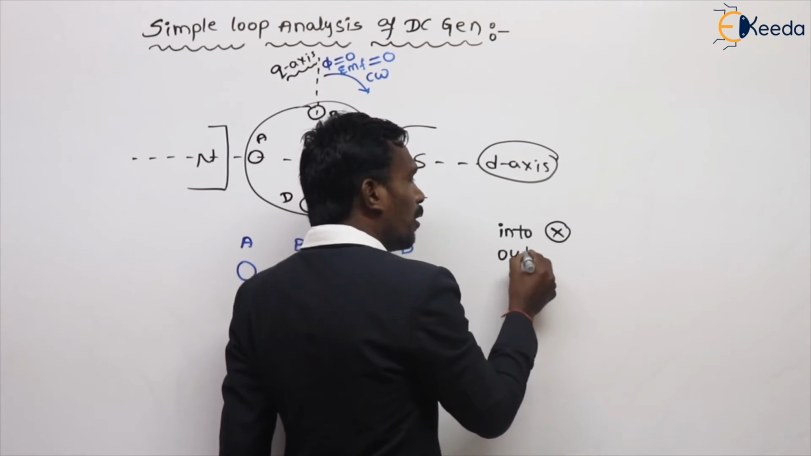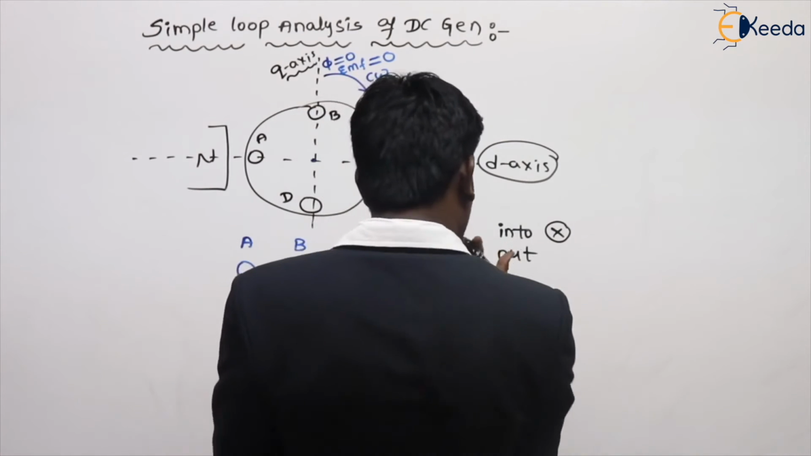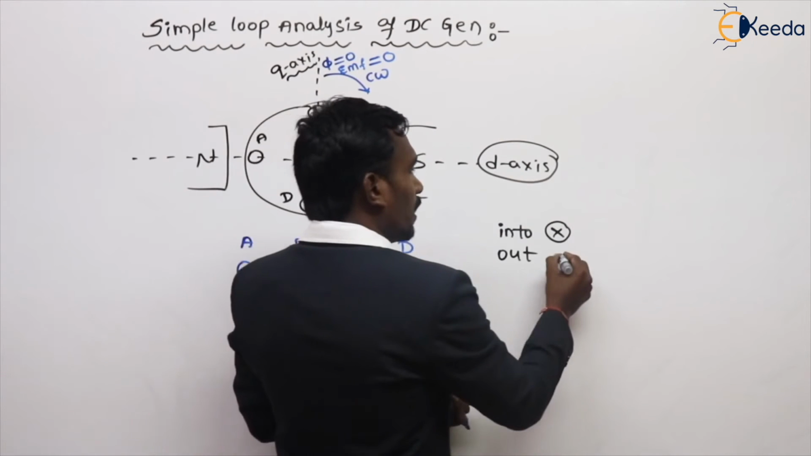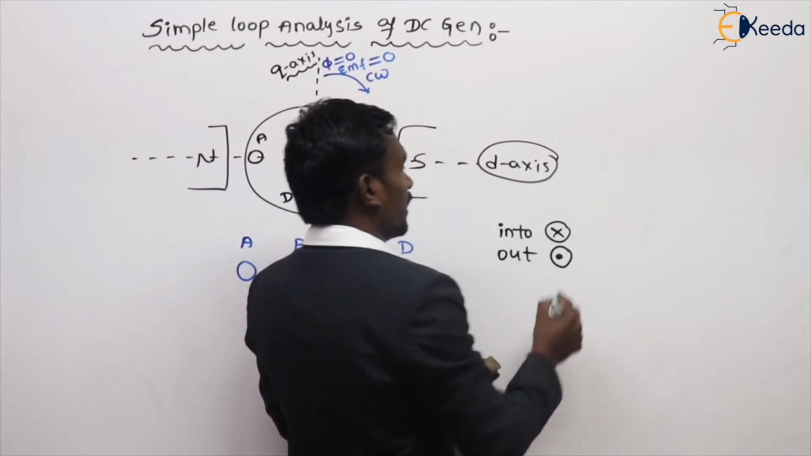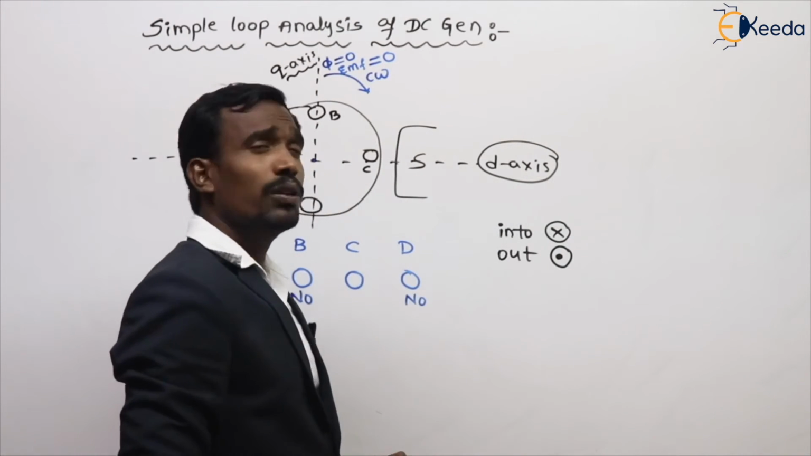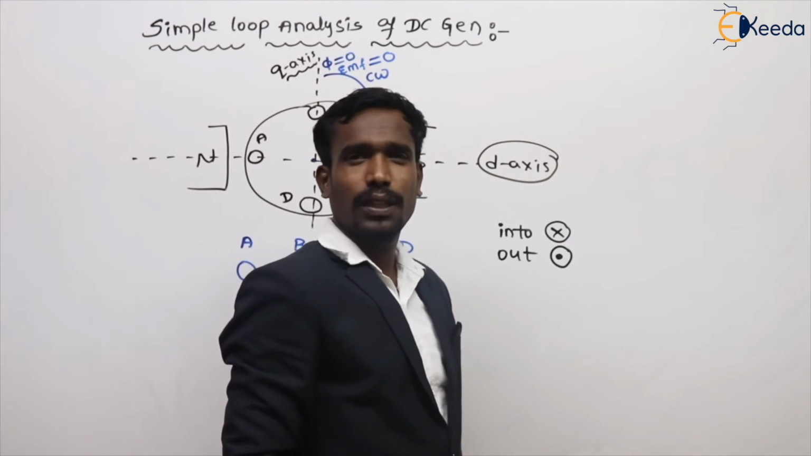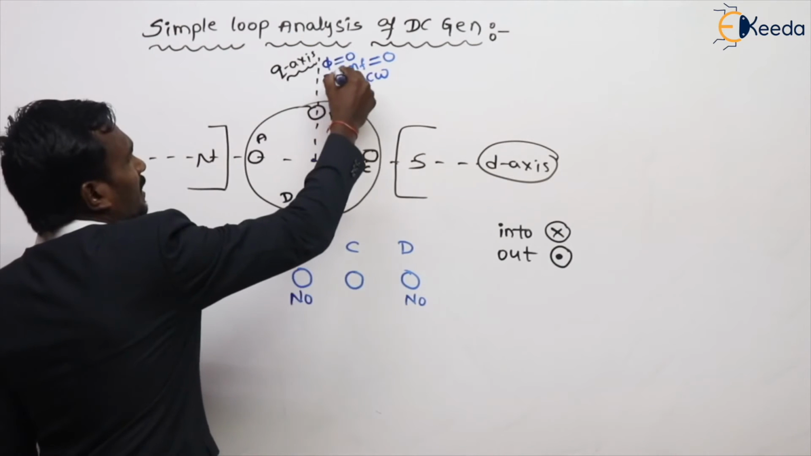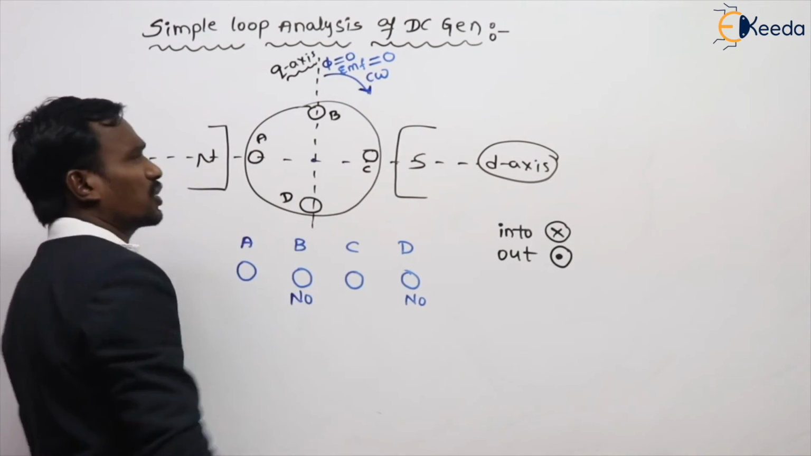Out from the board is nothing but towards the observer. Towards the observer is represented with dot notation. Into the board is the cross, out from the board is the dot. Inwards, outwards. So see here, my conductor is rotating in clockwise direction.